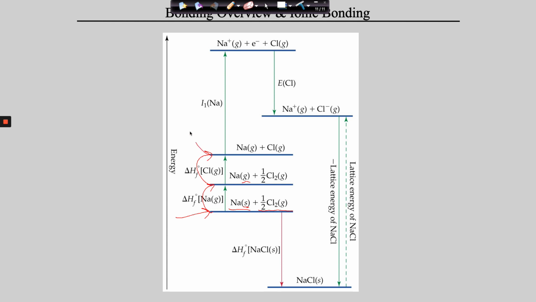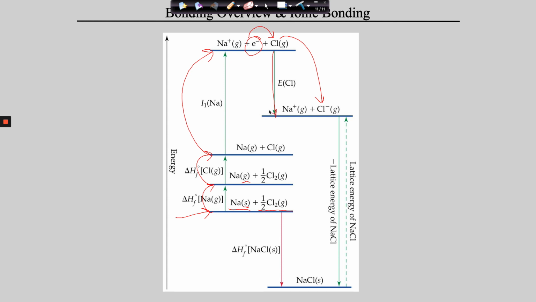Now, guys, what's going on in step number 3? What happened to the sodium? It lost its electron. Guys, remember we said that energy has to go in. That's this electron jumping up to energy level infinity. So energy has to go in order to strip the electron off of the sodium. Now guys, where does this electron go? It goes to the chlorine. And when it goes to the chlorine, it turns into a negative chloride ion, and that's exothermic, right?